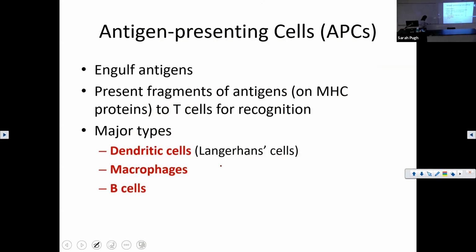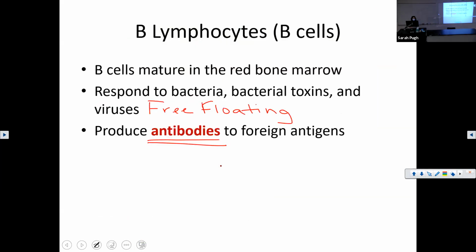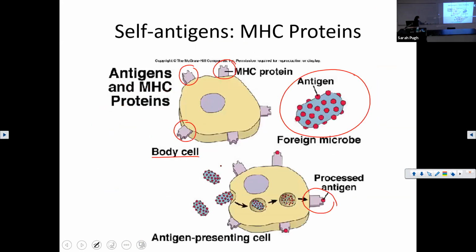So I also told you that, even though we really think of our third line of defense, the adaptive immune system, as our B cells and our T cells, there are also antigen presenting cells. So let's get back here. Anytime a body cell has been infected by a virus or bacteria, it has to be able to put that foreign antigen on its surface. When that happens, we say this now becomes an antigen presenting cell.